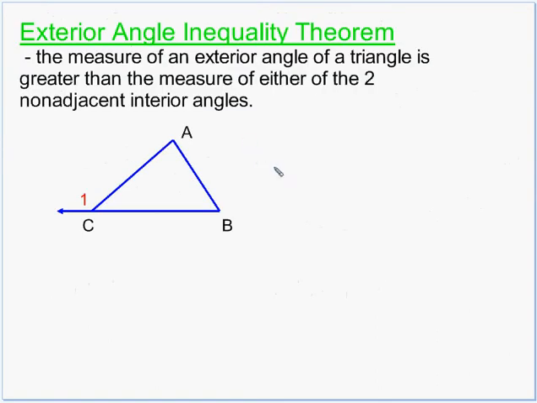The exterior angle inequality theorem. If you recall, the exterior angle theorem told us that the measure of the exterior angle 1 equals the sum of the two non-adjacent interior angles, angle A plus angle B. The inequality theorem tells us that the exterior angle 1 is going to be greater than either of those two interior angles, the non-adjacent interior angles.